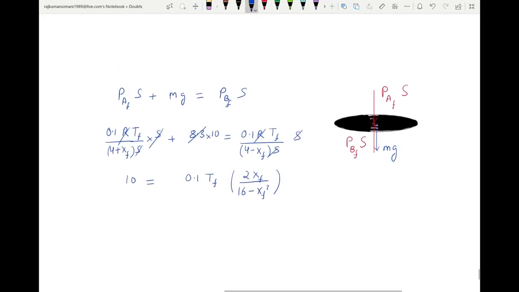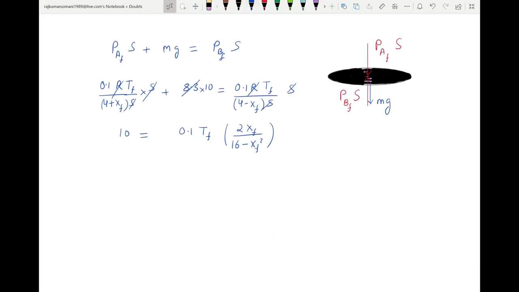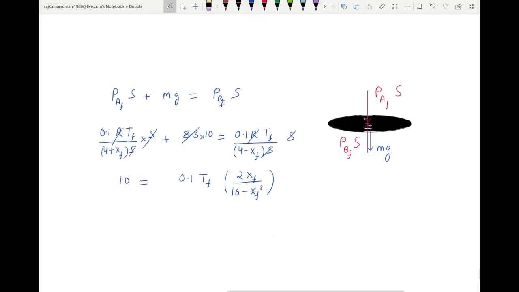Now TF can be substituted from the previous equation. I'll rewrite the previous equation here. We got TF divided by 300, to the power 2 CV by R, is equal to 16 upon 16 minus XF square.